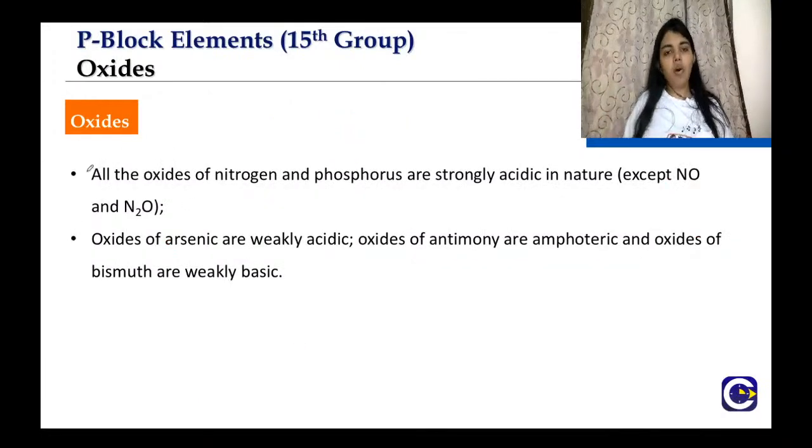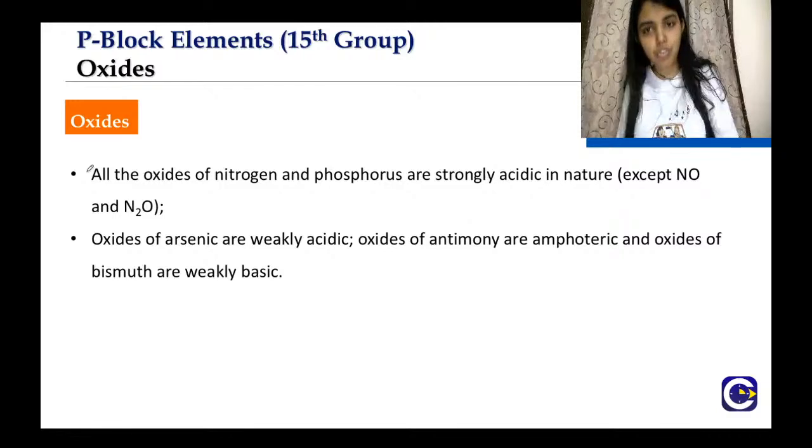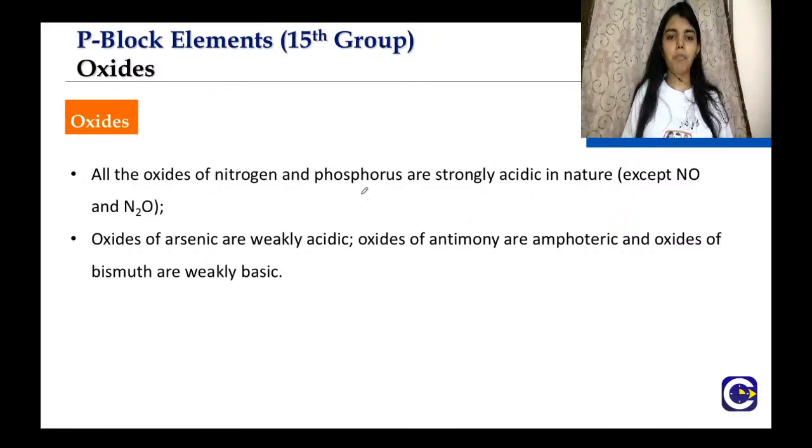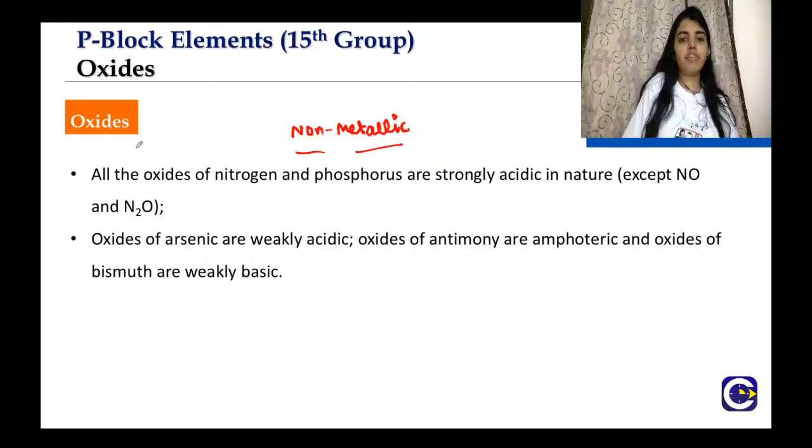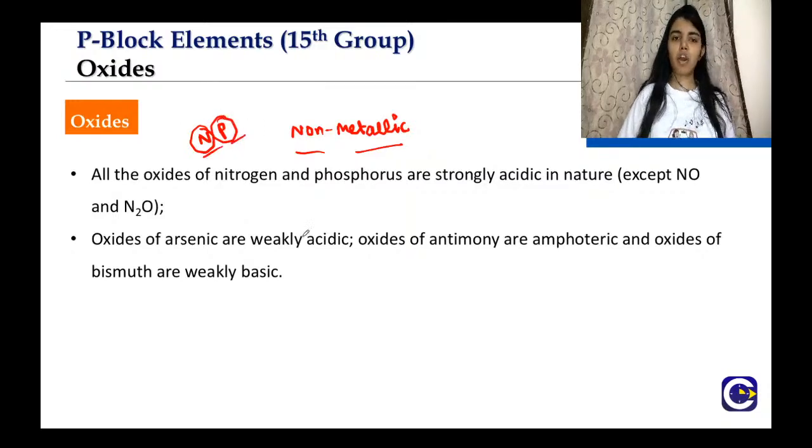Coming on to the oxides, all the oxides of nitrogen and phosphorus are strongly acidic in nature. Now this is very important, as we are studying that group 15 elements are non-metallic in nature except bismuth, that is a pure metal, right? So generally p block elements are non-metals, but the lower members are metals. So if we talk about nitrogen and phosphorus only, they are non-metals, and the oxides of non-metals are what? Basically acidic in nature, right? But here if you see NO and N2O, these are neutral. These are neutral oxides of nitrogen.